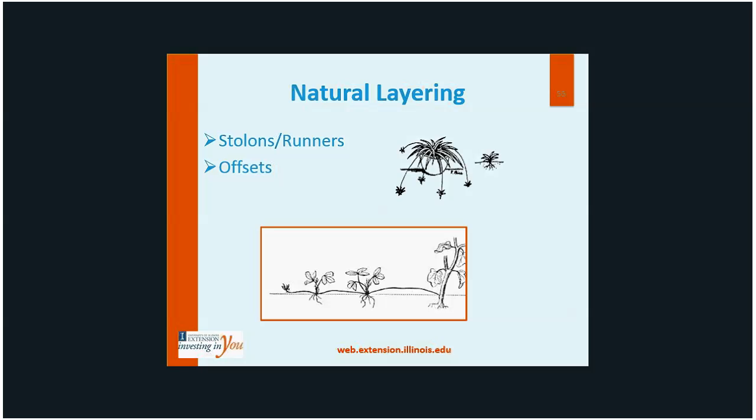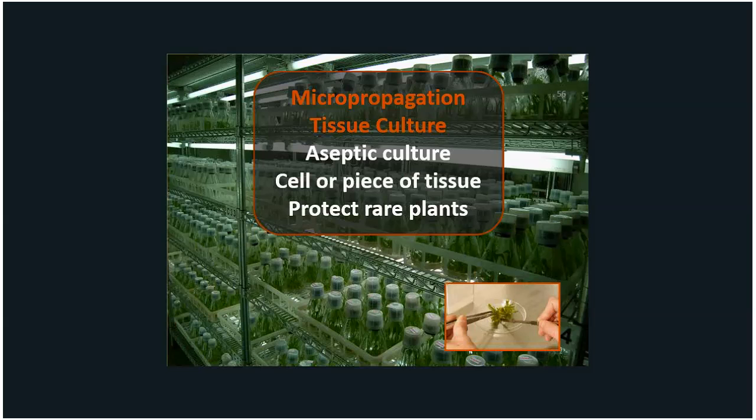So that was layering. Our final one here is micropropagation, also known as tissue culture. Now, this is not something you're going to practice at home simply because we don't have those aseptic conditions in our homes. You need that sterile lab environment. Even if we've cleaned everything perfectly in our homes, we still have bacteria floating in the air. So this is something you can't practice unless you have completely aseptic conditions.